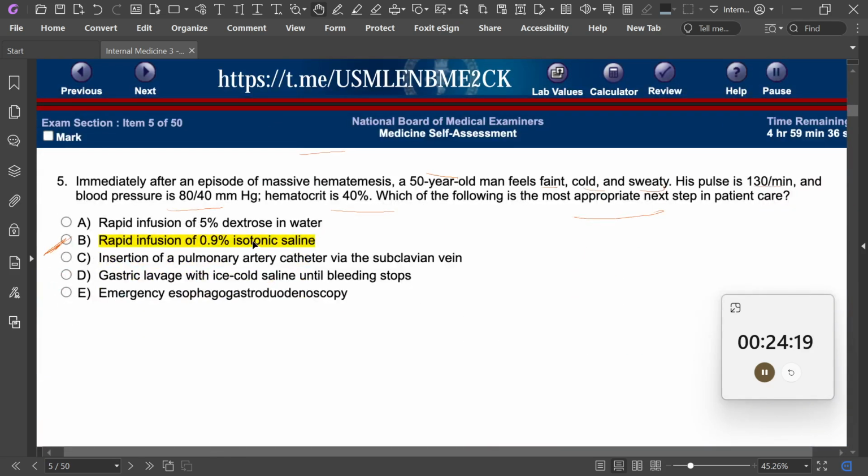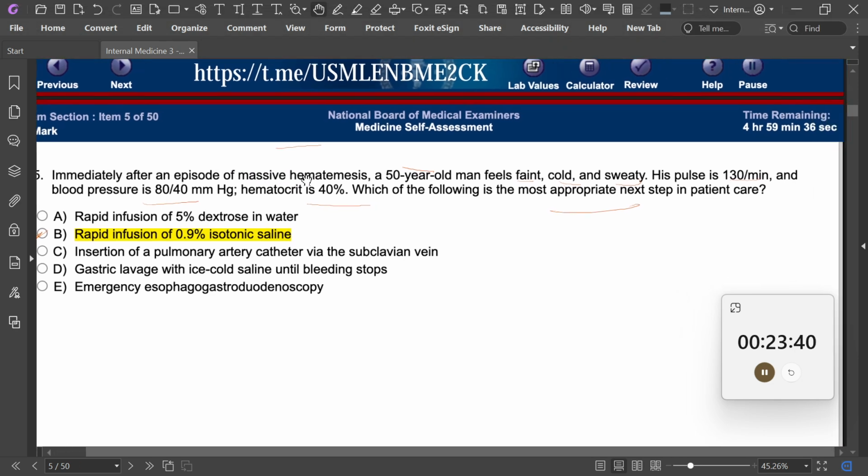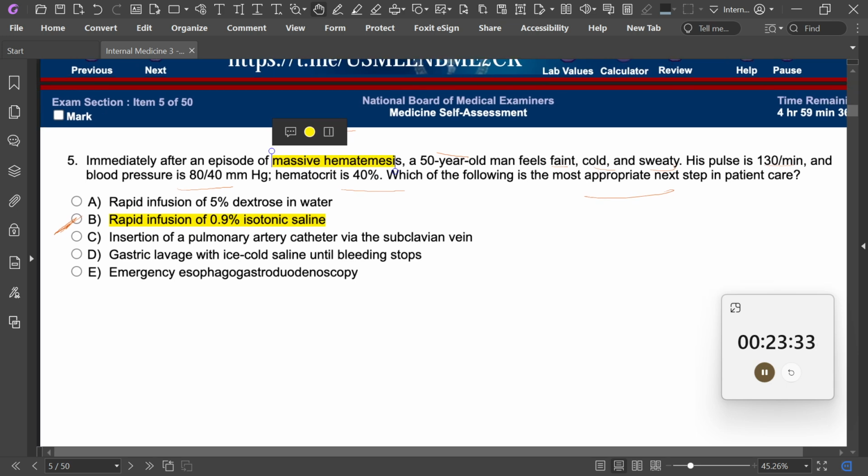Okay, next. This patient, 50 years old, feels faint, cold, sweaty. Looks like hypovolemic shock. Hematocrit is low. Rapid infusion of isotonic sodium chloride is the most appropriate management in patients with decompensated hemorrhagic shock. First is fluid. This patient has massive hematemesis, so for this acute blood loss, you need to give fluid first.